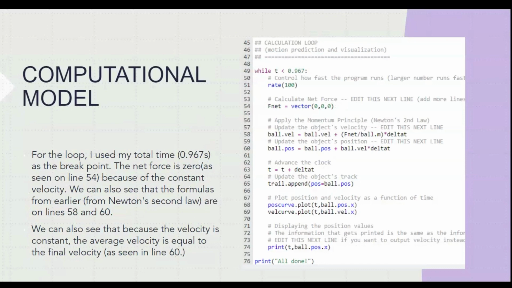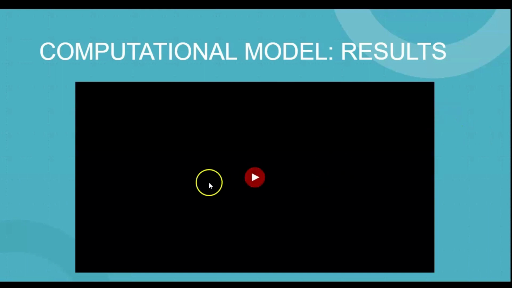There is no net force as mentioned before. We can also see that the formulas from earlier for predicting future velocity and positions from Newton's second law are on lines 58 and 60. Because the velocity is constant, the average velocity is equal to the final velocity, as seen on line 60. When the program is run, the following are the results.